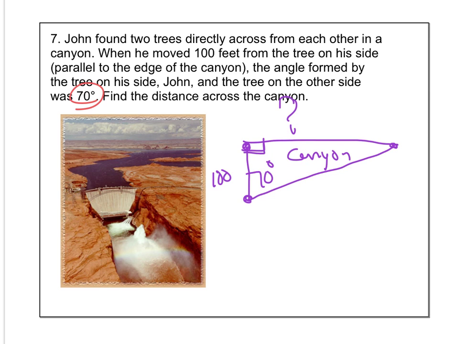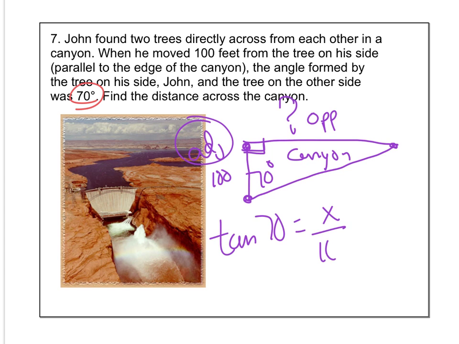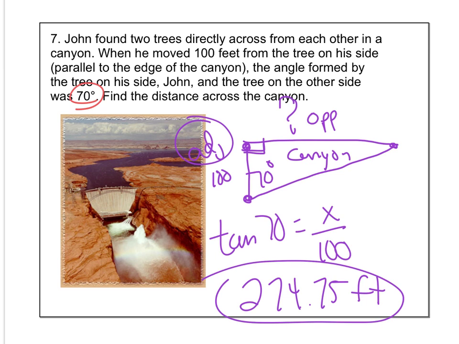So from this angle, this would be opposite, this would be adjacent. So again, I want the tangent of 70 is equal to x over 100. So tangent of 70 times 100 is going to be 274.75 feet. There's my answer.